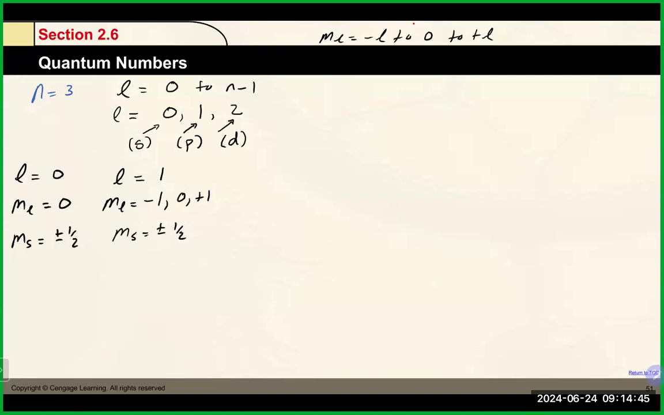Now coming to L equal to 2, once again this means that M sub L could have values of -2, -1, 0, +1, and +2. If you count up all those numbers, that is 5, which is what we know we have for our d orbitals, and why there are 5 different d orbitals in that subshell. Each of those can again have a plus or minus 1/2.